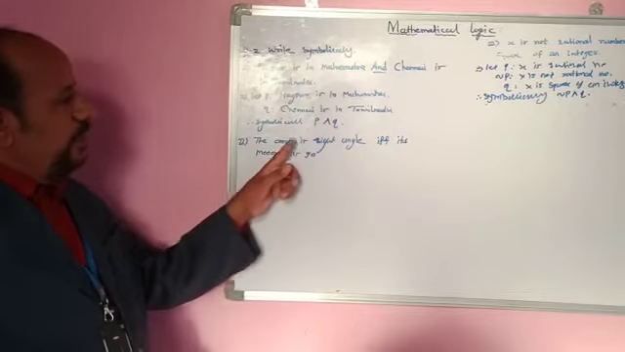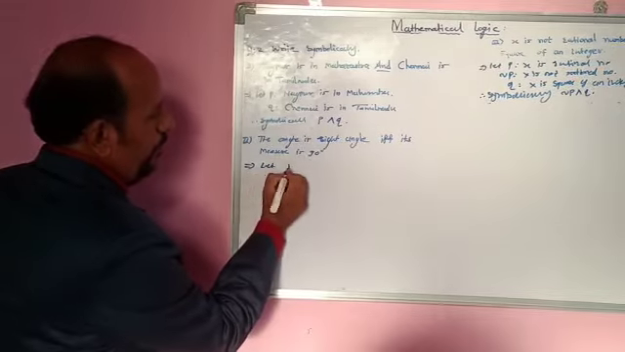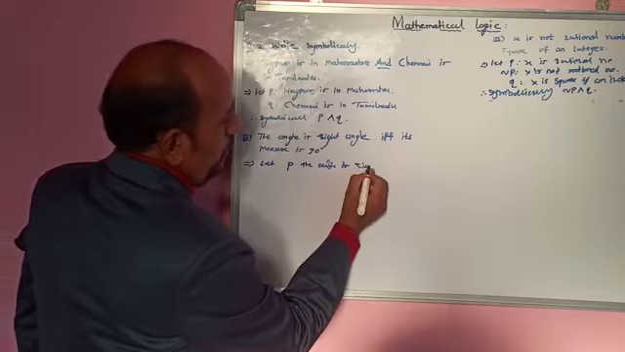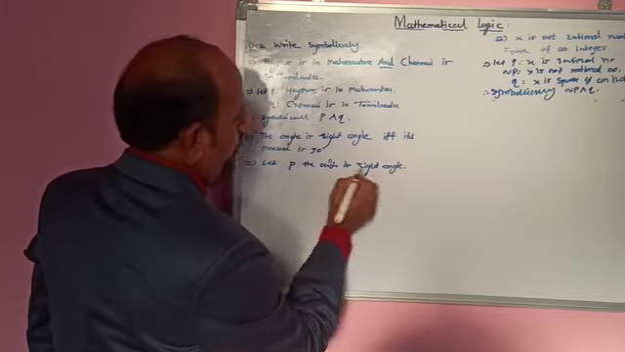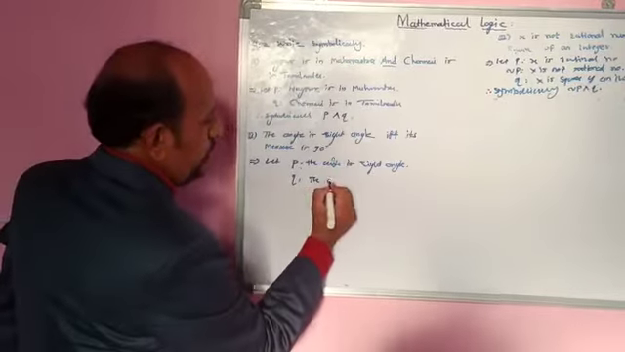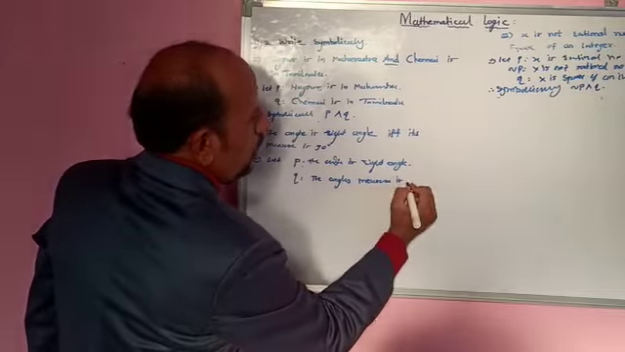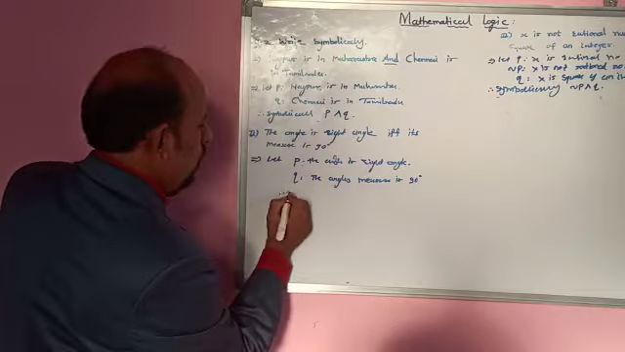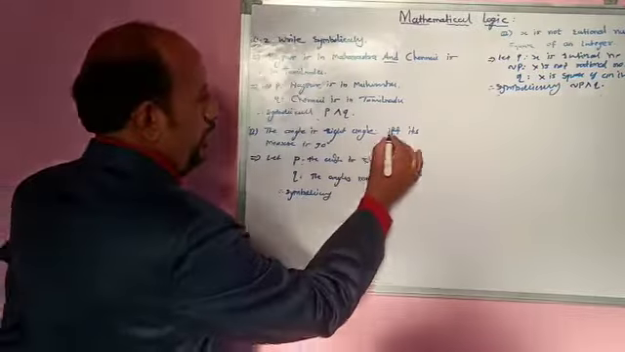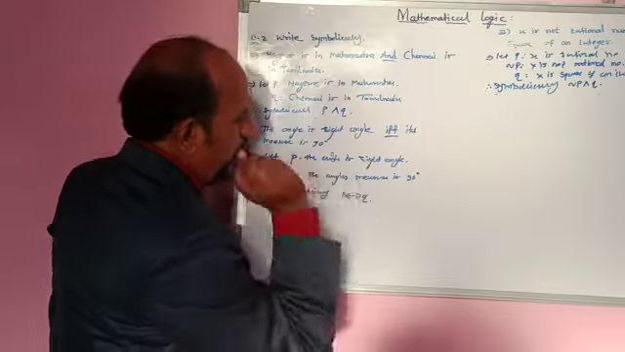Next example: the angle is a right angle if and only if its measure is 90. We define here let P be the angle is a right angle, and Q be its measure is 90 degrees. Therefore, symbolically we represent it as if and only if. Therefore, it is a biconditional, P biconditional Q.